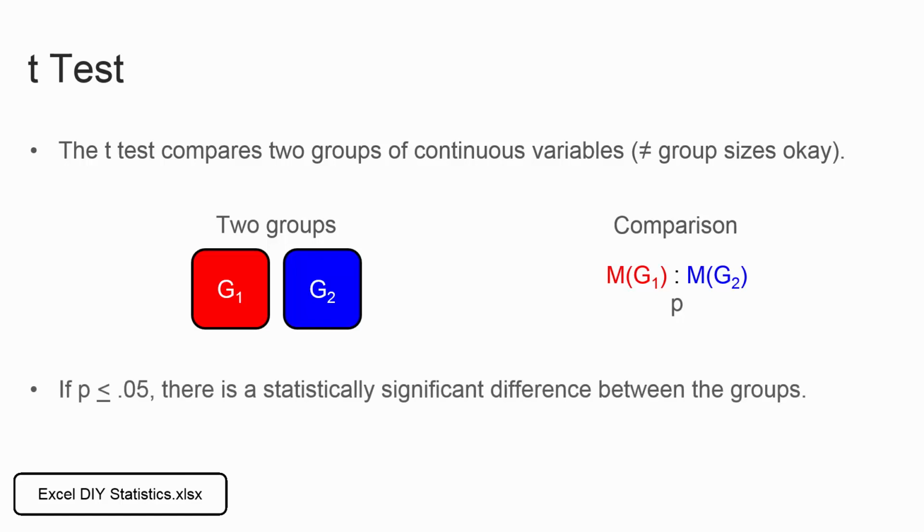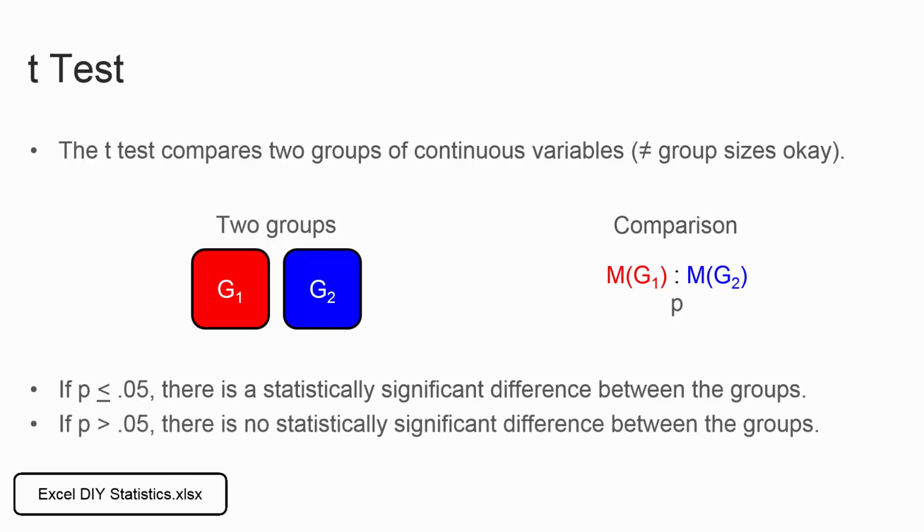If the p-value is less than or equal to 0.05, we'd say that there's a statistically significant difference between the means of the two groups, suggesting that the treatment was effective. Alternatively, if the p-value is greater than 0.05, then we'd say that there is no statistically significant difference between the means of the two groups, suggesting that the treatment was ineffective.